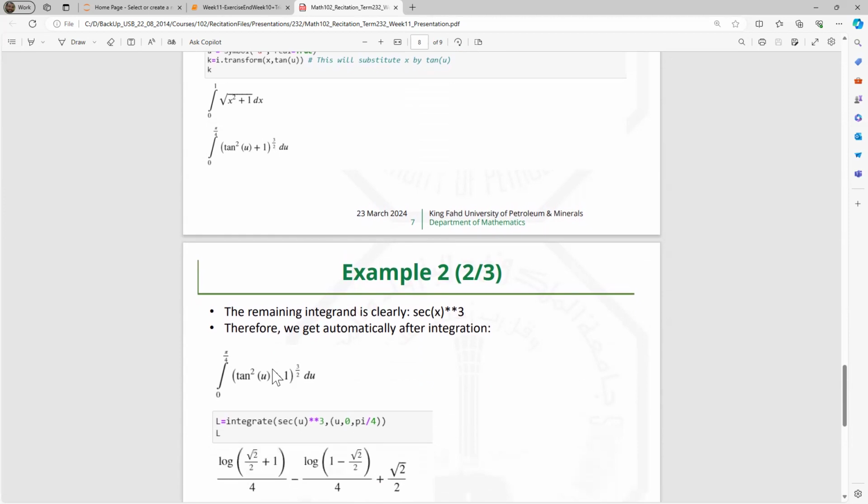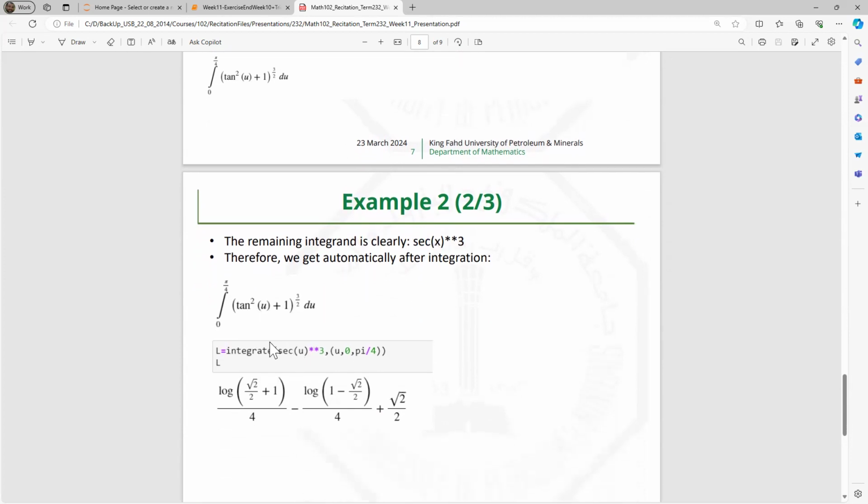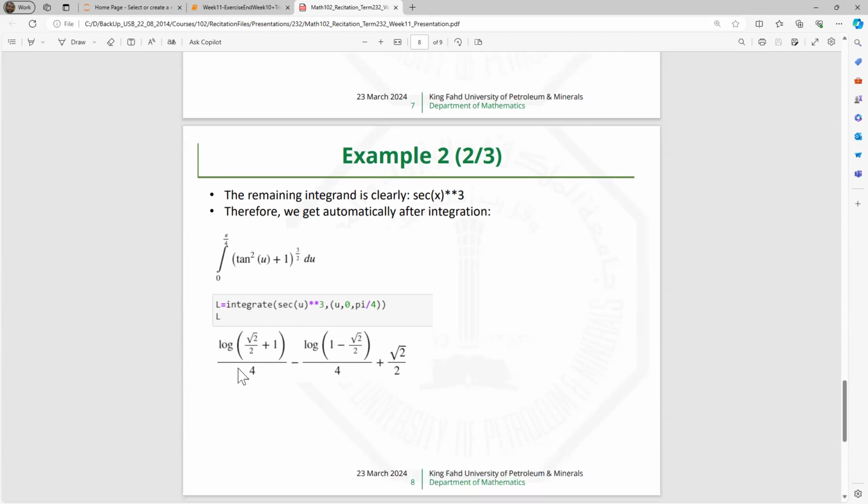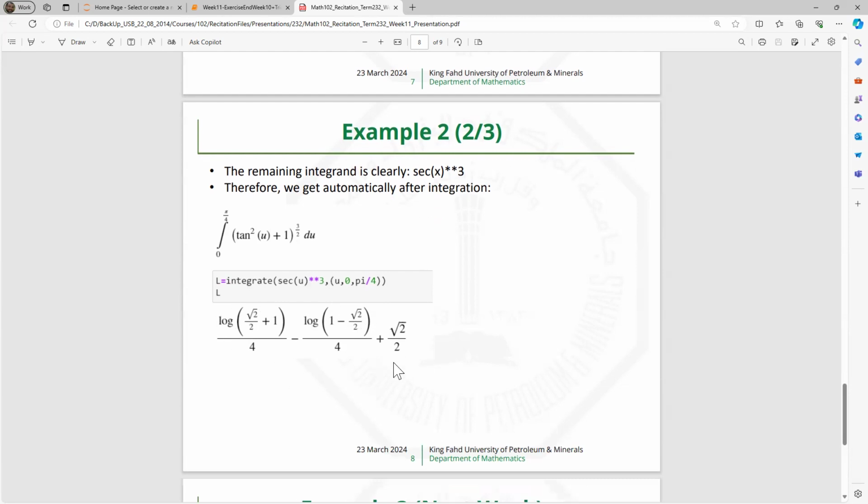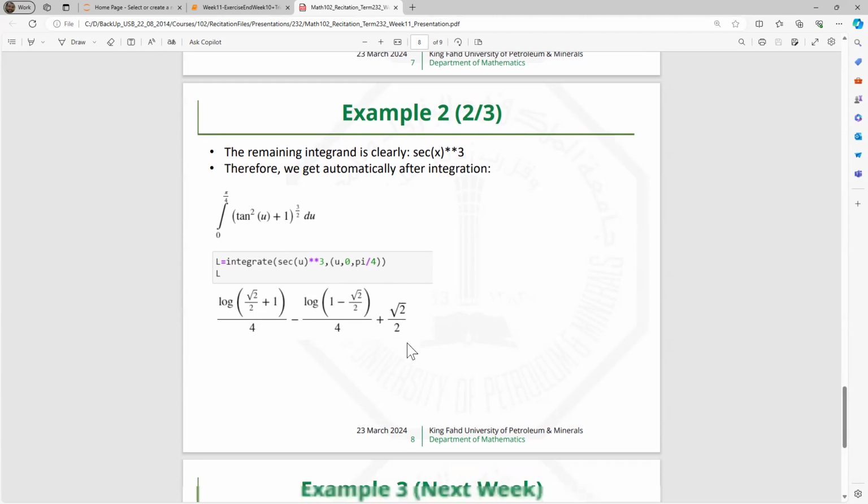The tan squared plus 1 here is for sure secant squared. Secant squared to the power 3 over 2 is just secant cubed. And this is what the slide is saying. Therefore, before integration, the integral from 0 to pi over 4 of tan squared plus 1 to the power 3 over 2 becomes, if you want to simplify it, just the integral of secant u cubed from 0 to pi over 4. So L is this formula: ln of square root of 2 plus 1 over 4 minus ln of 1 minus square root of 2 over 2, all over 4 plus square root of 2 over 2.